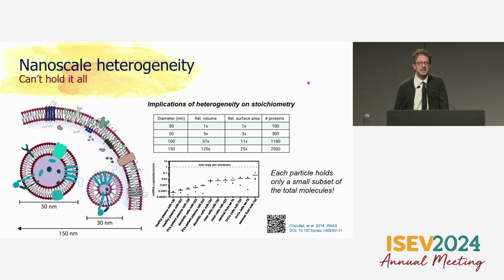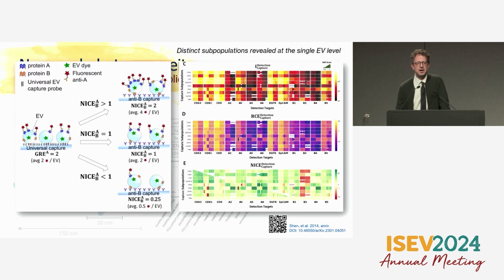And this assumes that even amongst all of those, they're distributed evenly, which of course some particles are going to be enriched with certain ones more than others. So as we heard about today, there's just so much interesting work being done in digital analysis and single EV analysis where people are starting to consider the implications of this heterogeneity.